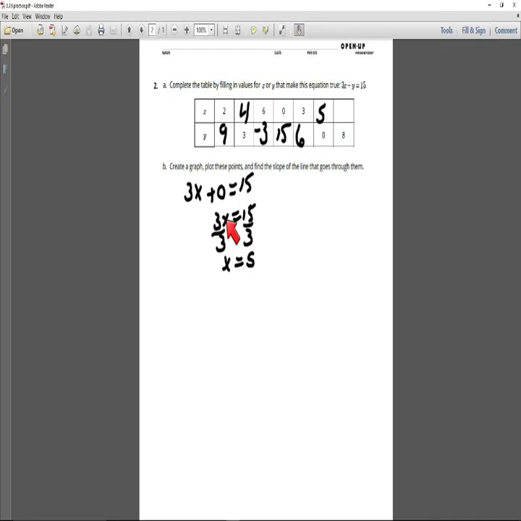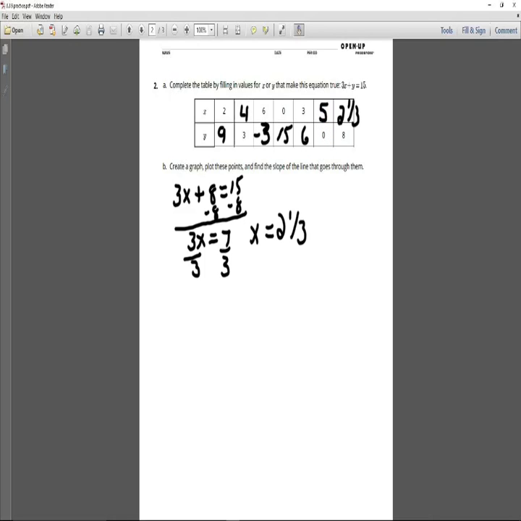This is a multiplication problem right here. The opposite of multiplication is division. So to get rid of this 3, I'm going to divide by 3 here, and if I divide by 3 on this side of the equal sign, I have to go over to the right side of the equal sign and divide by 3 as well. 3 divided by 3 is 1, and 1 times x is x, and 15 divided by 3 is 5, and the answer there is 5.